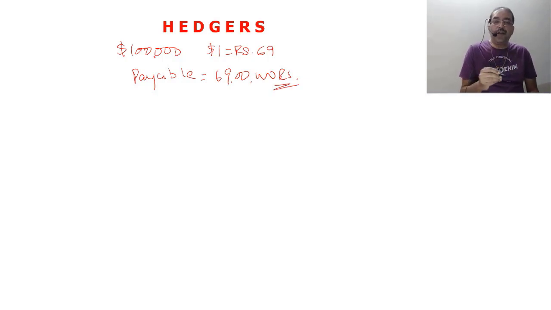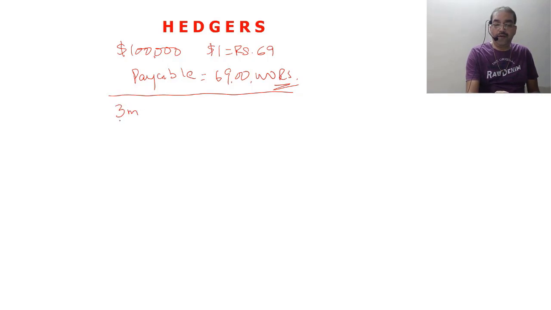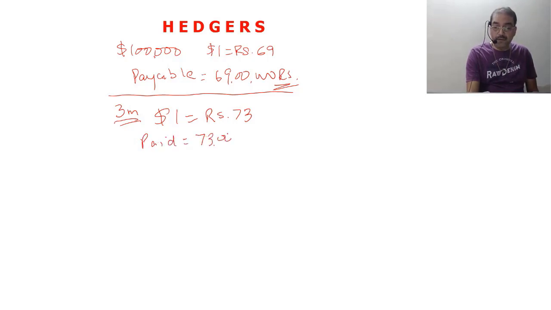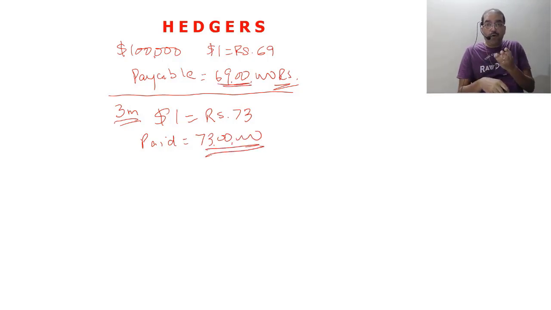Now, I don't have 69 lakh rupees with me right now, so I will ask for credit. I'll tell the supplier, sir, I want 3 months credit. But after 3 months, what happens? The rate of $1 becomes equal to 73 rupees. Oh my God, 4 rupees more. But now when I'm paying, how much am I paying? 73 lakhs. This was 69 lakhs. I'm paying 4 lakhs more.